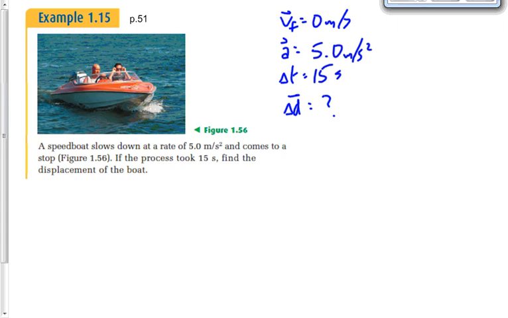Now, there's a mistake here as well. A small mistake, but an important one. What is it? Yeah. Whenever it's slowing down, the acceleration has to be negative. So let's make this negative 5 meters per second squared. Okay, don't automatically make it negative, only if it's slowing down. But that's what it's doing here. Now we've got VF, A, T, we're looking for D.